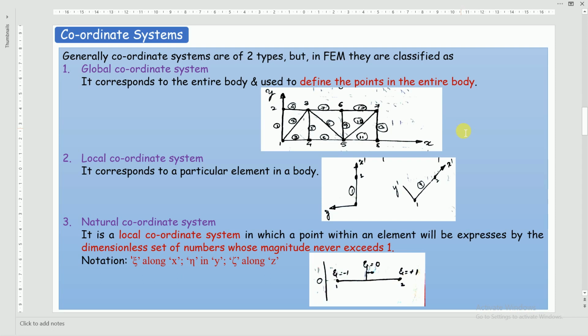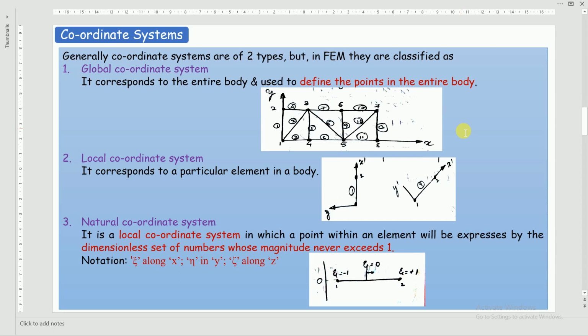But in FEM there are three. Which are those? Global coordinate system, local coordinate system, and natural coordinate system. So what is the global coordinate system? It is similar to your Cartesian coordinate. It corresponds to the entire body and is used to define the points in the entire body.